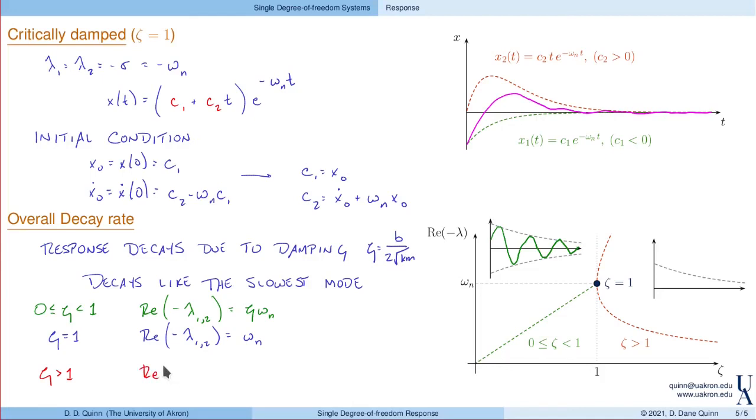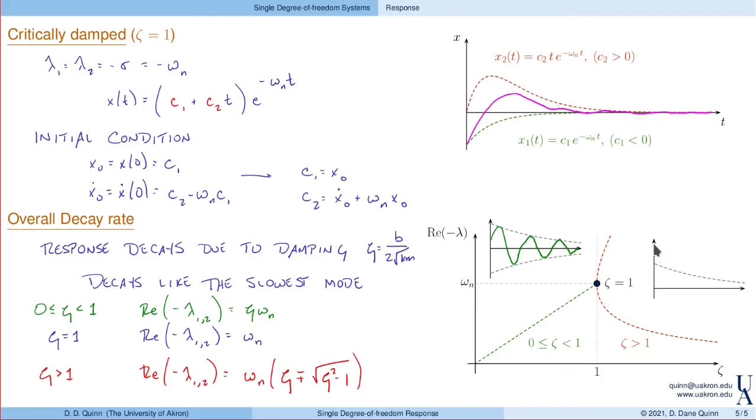And the real part is equal to omega n times zeta, and I'll write this as minus plus, because again I've got this negative sign, zeta squared minus 1. Notice that I have two solutions here. I have one solution that is positive but relatively small, and then I have another solution that's really large. So both of these terms decay exponentially, but the question is, which one dominates? Well, the one that dominates is the one that decays the slowest.